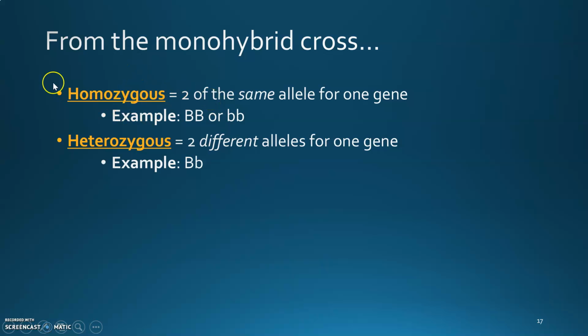And that would make the individual homozygous for that particular gene. And you can see here this would be 2 big B alleles or 2 small b alleles. But as long as these 2 are the same, that individual would be considered homozygous. If the individual has 2 different alleles for one gene, or 2 different forms of one gene, they would be known as heterozygous, because hetero is different. And you can see an example of that here, where that individual would be big B and small b.